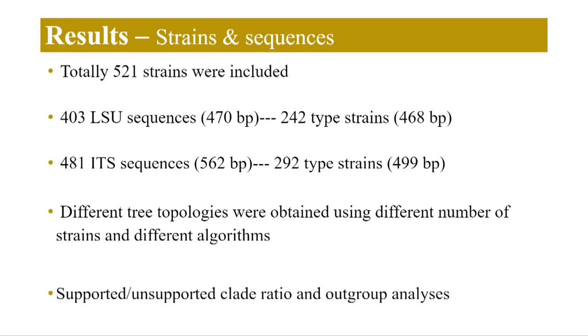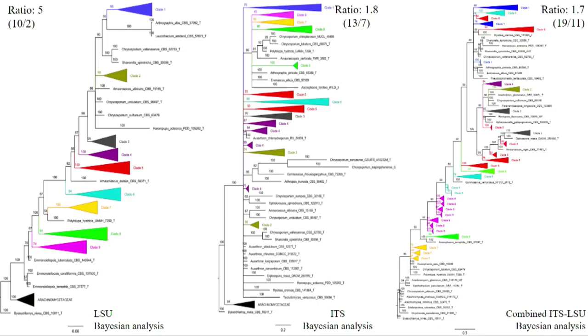And also we saw that when we used different numbers of strains and different algorithms to construct phylogenetic trees, they showed different topologies. So we had to decide which tree would be the main tree to compare our data. So we calculated the supported, unsupported clade ratio, and also we made outgroup analysis. And as a result, as you can see here, the ratio for LSU loci was better than the others, combined or ITS. So we decided to continue with the LSU loci.